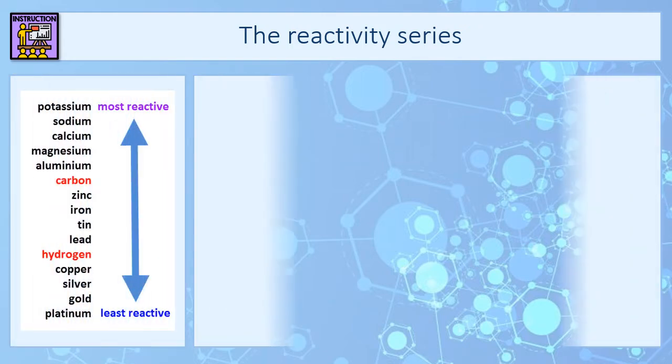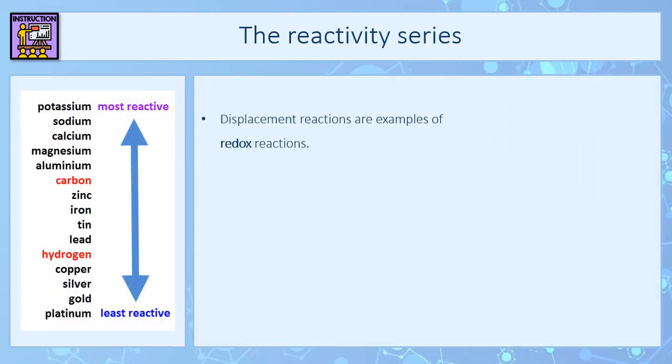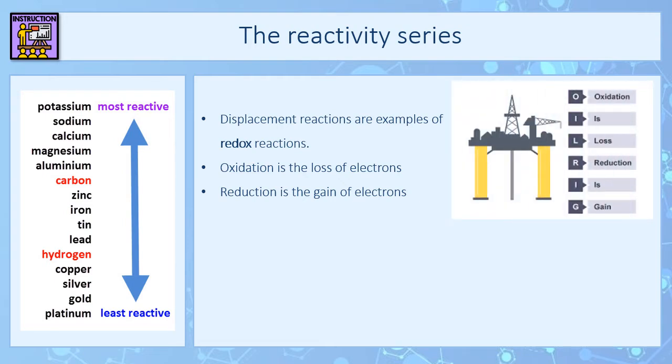So when we have displacement reactions, those displacement reactions are also examples of a type of reaction called redox. And that's a combination word, a portmanteau of reduction and oxidation. Oxidation is when a substance is losing electrons, and reduction is when a substance is gaining electrons. You can remember that using this acronym OIL-RIG. Oxidation is loss, reduction is gain, and the loss and the gain here are both talking about electrons.